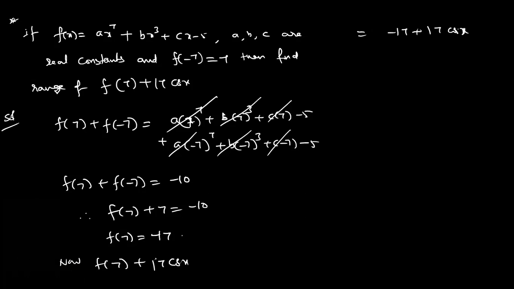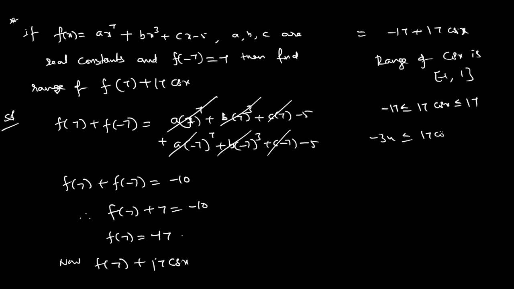Now, what is the range of cos x? Minus 1 to 1. That means minus 1 less than or equal to cos x less than or equal to 1, so minus 17 less than or equal to 17 cos x less than or equal to 17. Then add minus 17. So therefore, what is the range? Minus 34 comma 0. That is the answer.